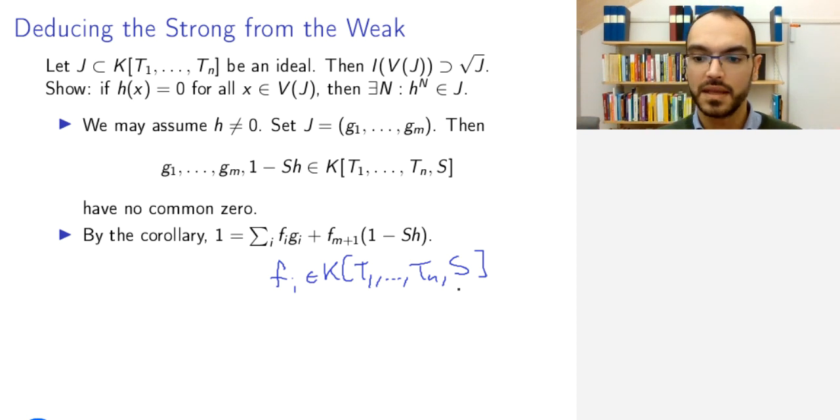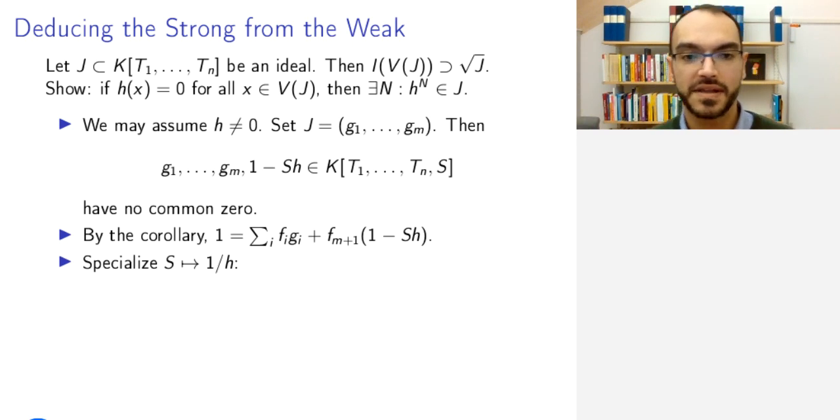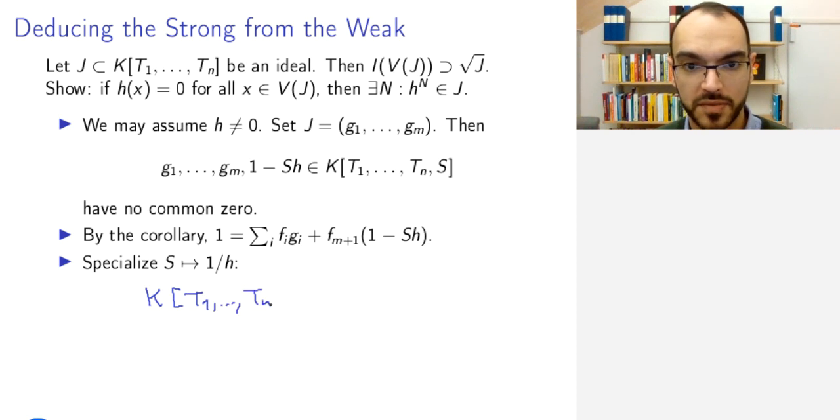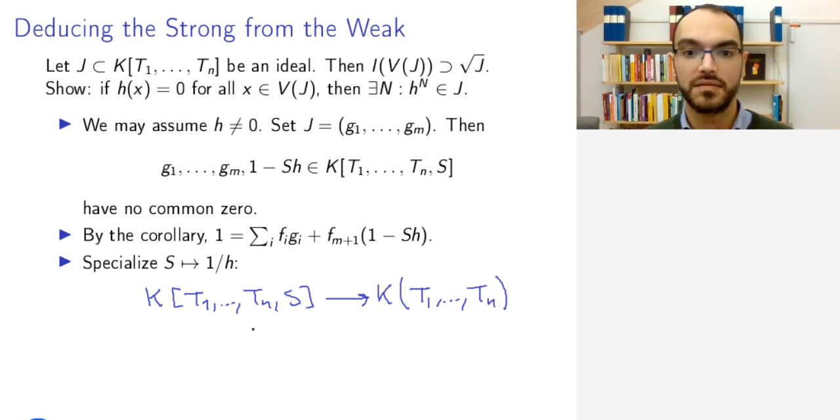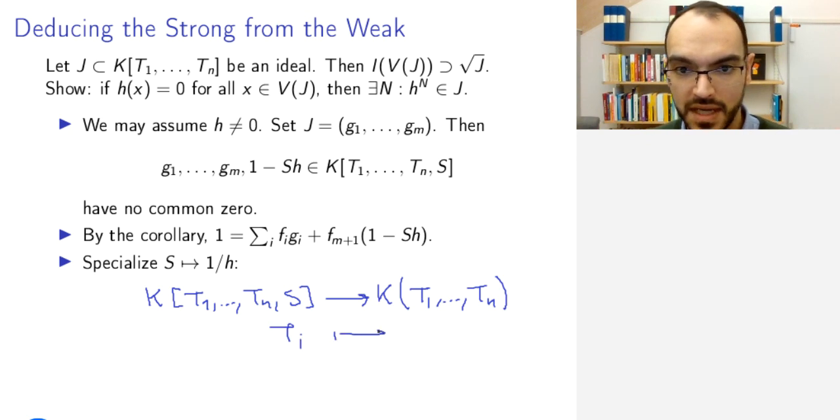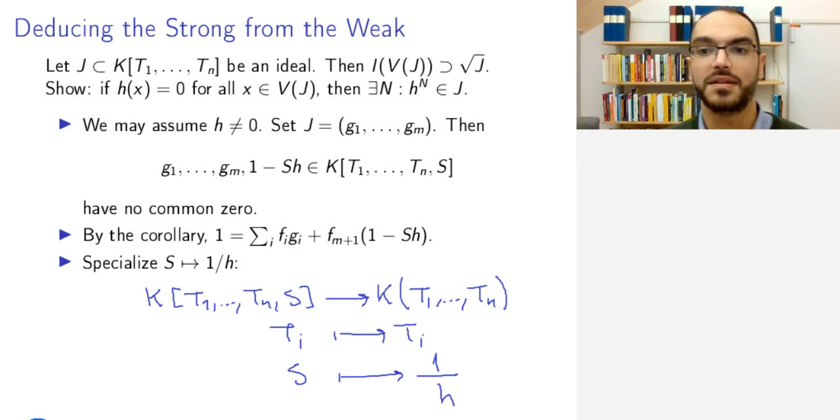All right. The next thing that we do is we specialize by setting s to 1 over h. So what does this mean? To be precise, we have a homomorphism from the polynomial ring in n plus 1 variables to the ring of rational functions, the quotient ring of the polynomial ring in n variables, by sending all the ti to themselves, but this s we send to the rational function 1 divided by h.